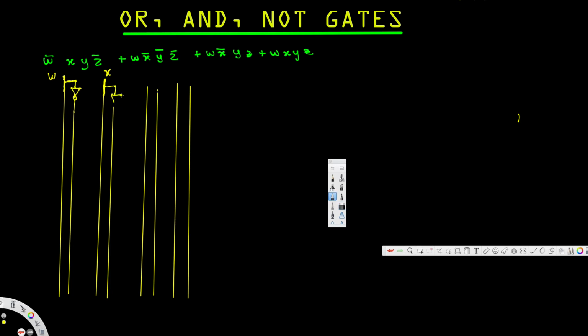Here we are going to have the NOT gate, and let's call this one y. Here we are going to have the NOT gate, and let's call this one z, and here we will have the NOT gate.